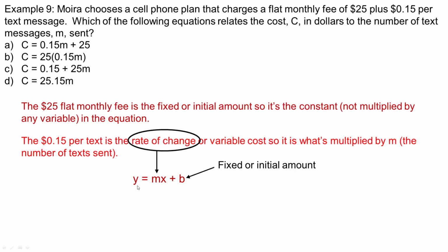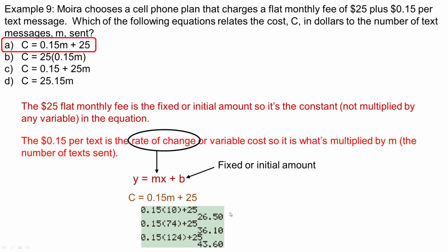So if we rewrite this, this is C and this is N. So C would equal 0.15 times the number of text messages plus the fixed amount. And if you look at that, that's the correct answer, A here.